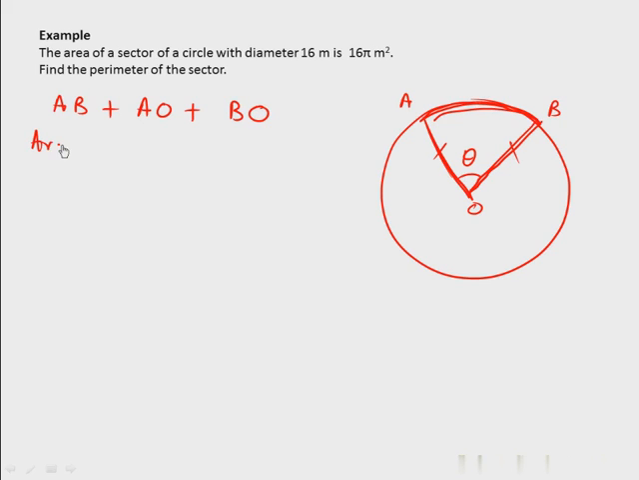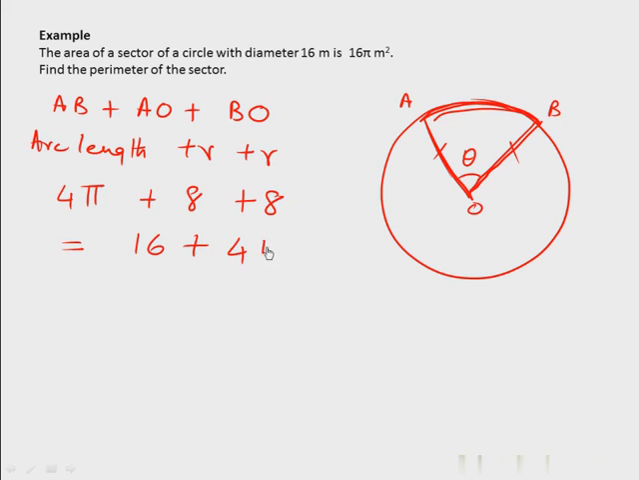So it's arc length plus 2 radii. Since the values are the same, we found the arc length in the previous question. That was 4 pi. I'll just add the radii to it. So it's 16 plus 4 pi meters. Of course, if this question was standalone, I would need to do all the working as I did earlier to find the arc length and then just add the 2 radii.